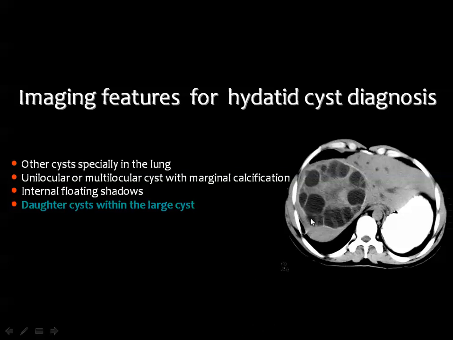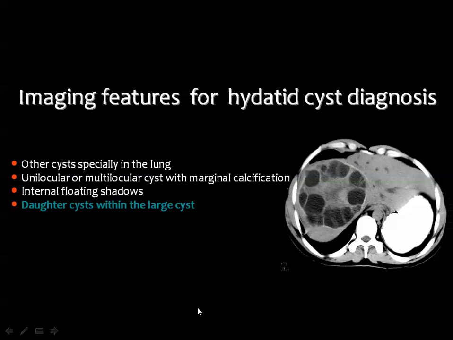And this is the most typical appearance of hydatid cyst anywhere in the body. You get a lesion which is large with multiple mural small cystic structures representing the daughter cysts. This classic appearance of hydatid cyst can be seen in the liver, can be seen in the kidney, and can be seen also in the brain. Then, if you see a cystic lesion with marginal calcification, this is hydatid. If you see a cystic lesion with floating internal shadows, this is hydatid. And if you see a lesion with internal mural cystic lesions representing the daughter cyst, then this is hydatid.